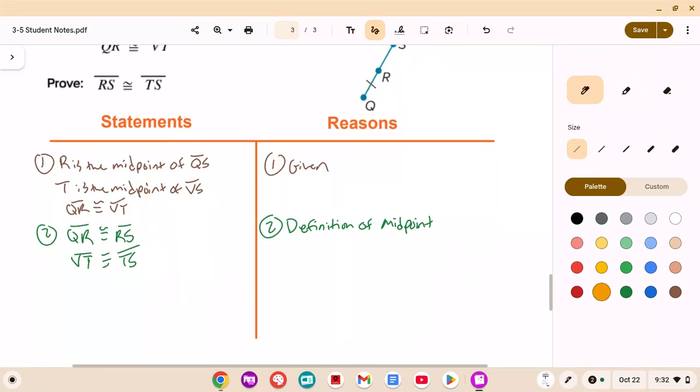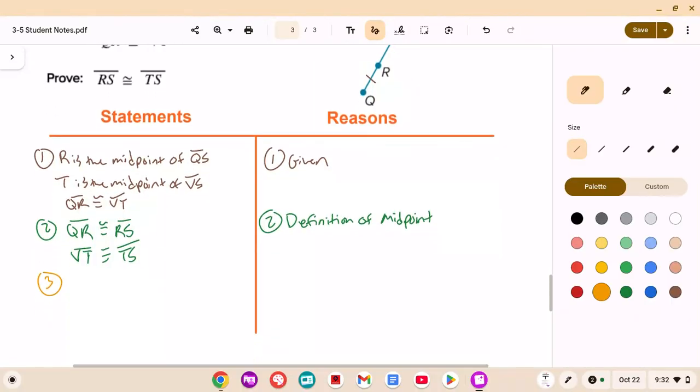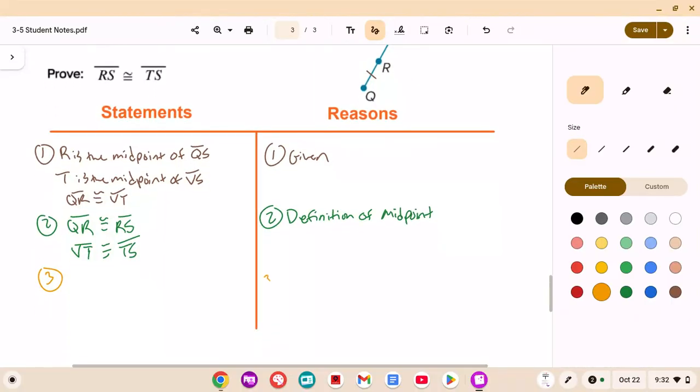All right, number 3. Where are we trying to get to? Okay. So I'm looking at like these two right here. And if I was to put those two together, notice they're both congruent to QR. So someone could argue that RS is congruent to VT by cutting out the middleman and saying that's transitive property.